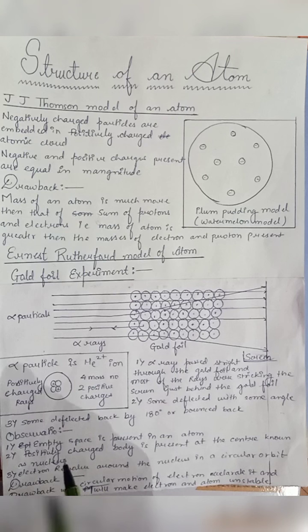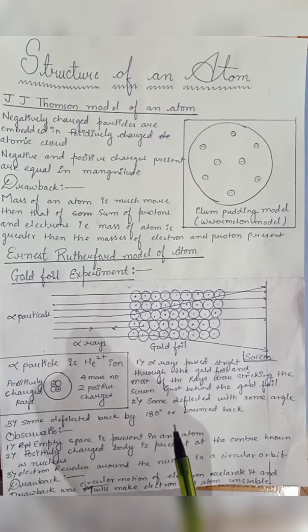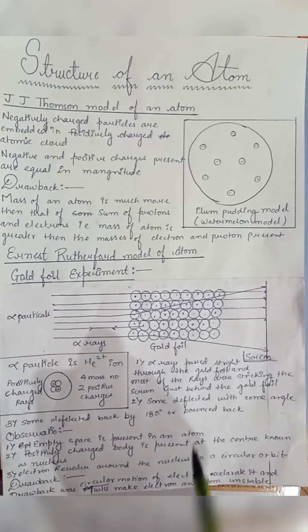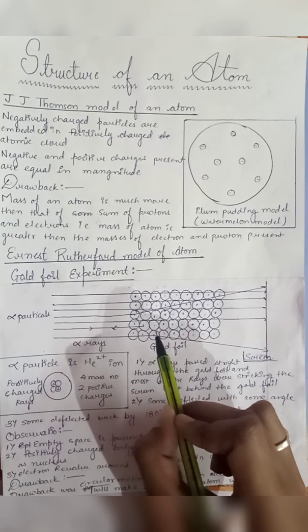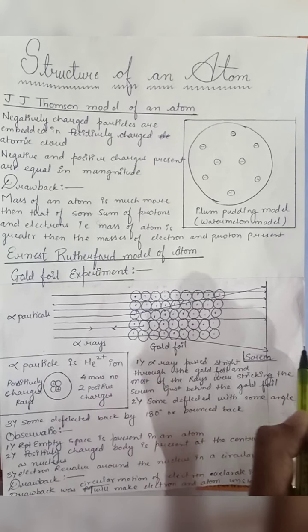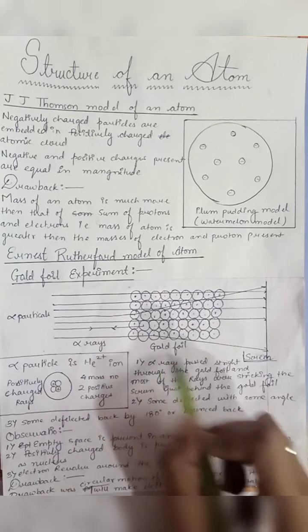But the third point, he observed that very few rays experienced bouncing back. That means they deflected back by 180 degrees and bounced back. This showed that some positively charged body is present, to which when a ray strikes, it comes back. Therefore he observed that most of the space inside an atom is empty.